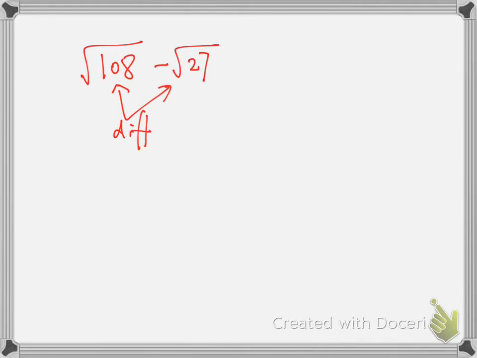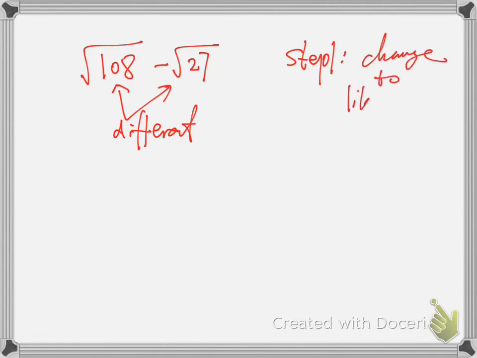Now let's look at square root of 108 minus square root of 27. In the beginning they look different. They're not the same number, so you cannot add or subtract yet. So step 1, we have to simplify these two parts and change them to like radicals.